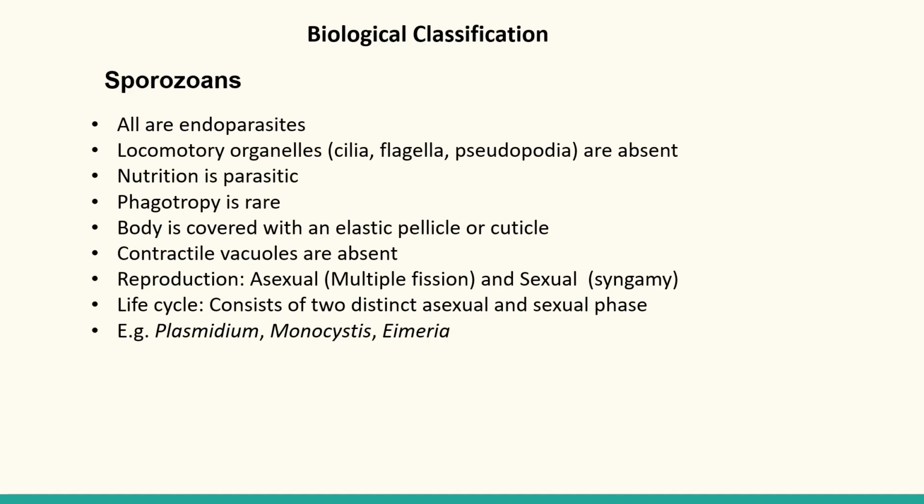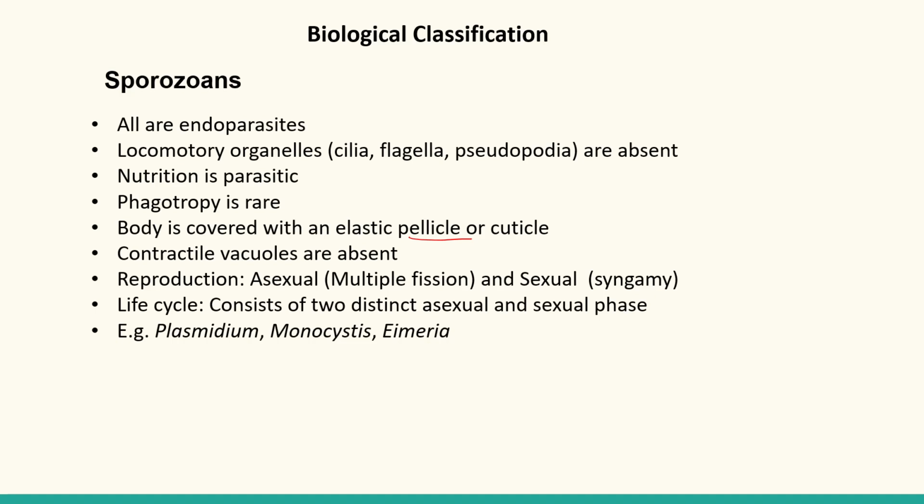Phagotrophy is rare. The body is covered with an elastic pellicle or cuticle. The contractile vacuole, which is present in amoeba and also in Paramecium, is totally absent in sporozoans. Reproduction: asexual mode is by multiple fission, and for sexual, syngamy is there. The life cycle consists of two distinct asexual and sexual phases.